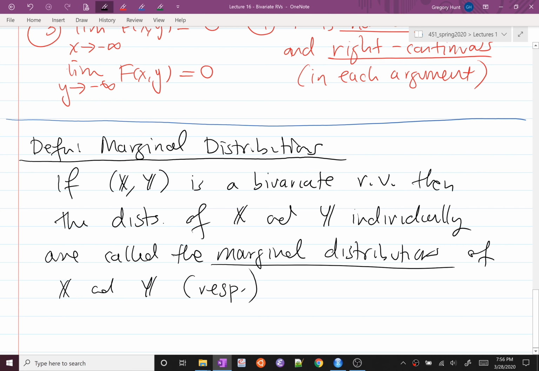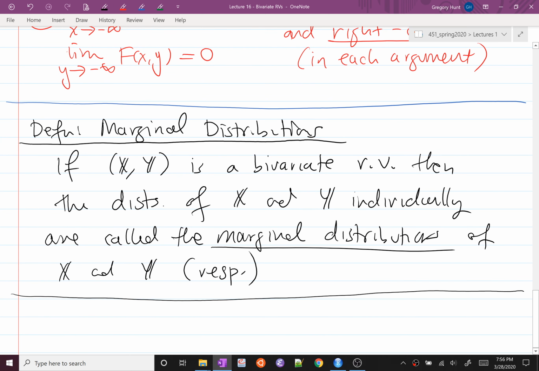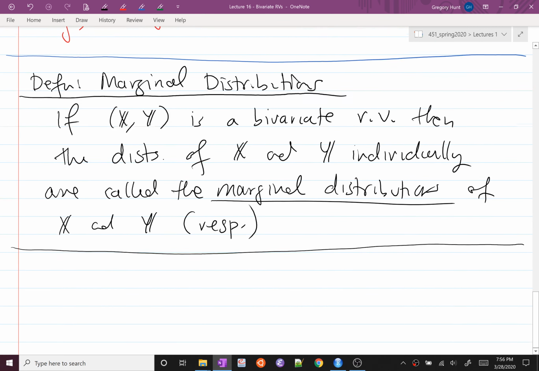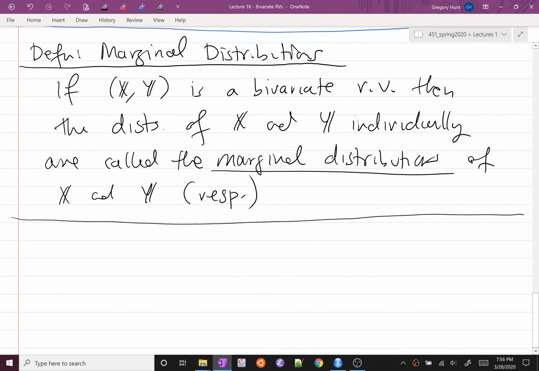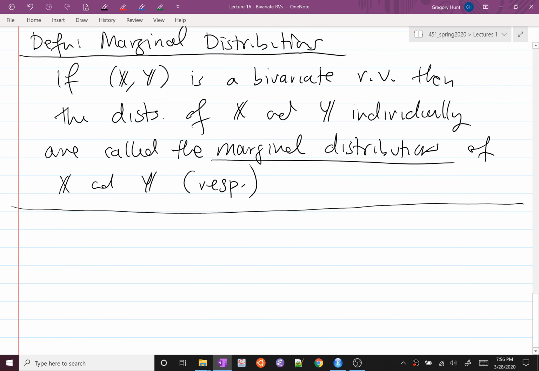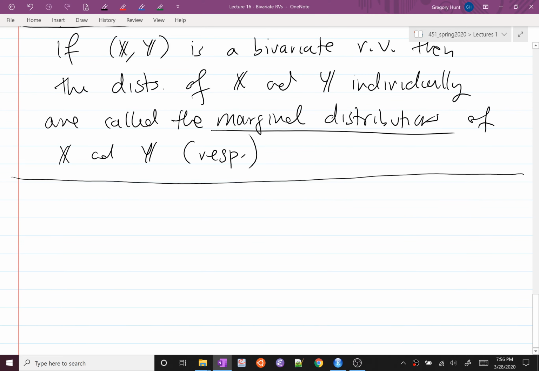But when we talk about marginal distributions, we're just talking about what happens if we ignore one of the components and look at just one of them, either X or Y. It would have a distribution. If we just pull off one of the components, that's going to be a random variable. You've got to convince yourself that's true. And so we can talk about the distribution of that, and that would be called the marginal distribution.